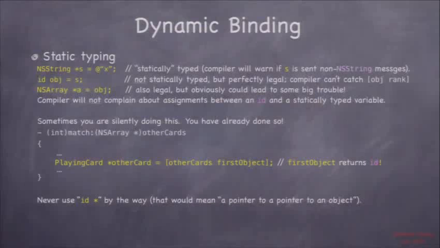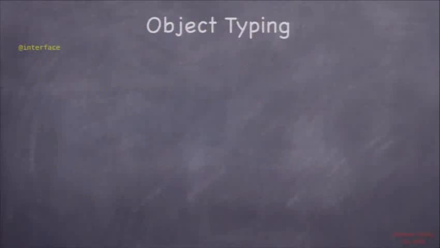Okay, and a reminder, never use id *. id * makes no sense because id is a pointer. So id * would be a pointer to a pointer. And we don't do that in Objective-C, okay? Especially a pointer to an id, we would never do.